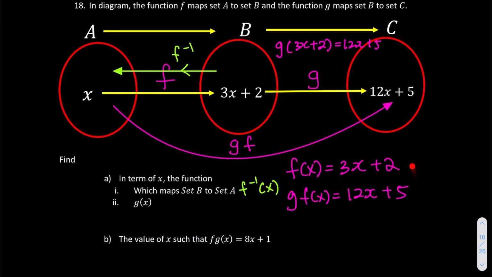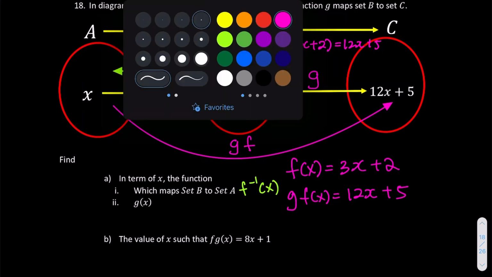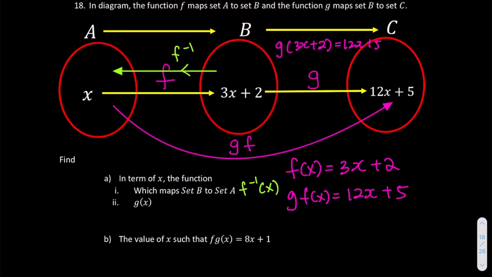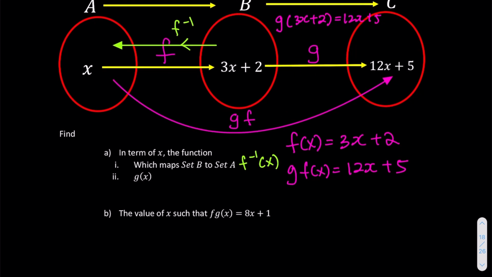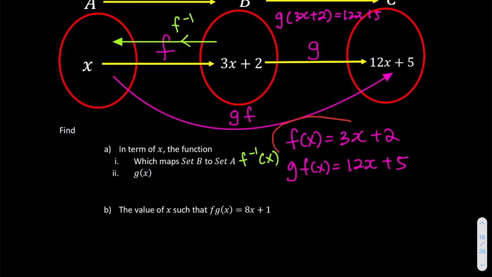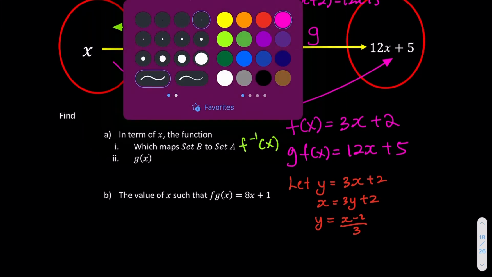So after that, what should we do? Since they ask us to find g, g is the front function, the first function. So how do we do that? We know it is just inverse the normal function first. So if we inverse, let y equal 3x plus 2. y becomes x, x becomes y. Then we just solve for y, which is x minus 2 over 3. Once we are done, substitute into the composite function.